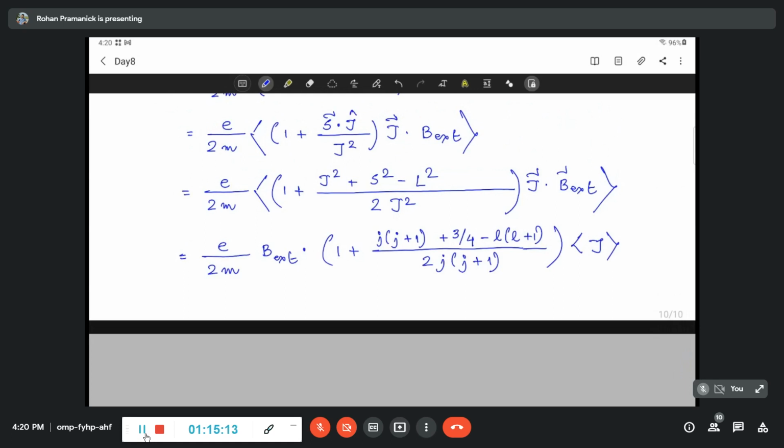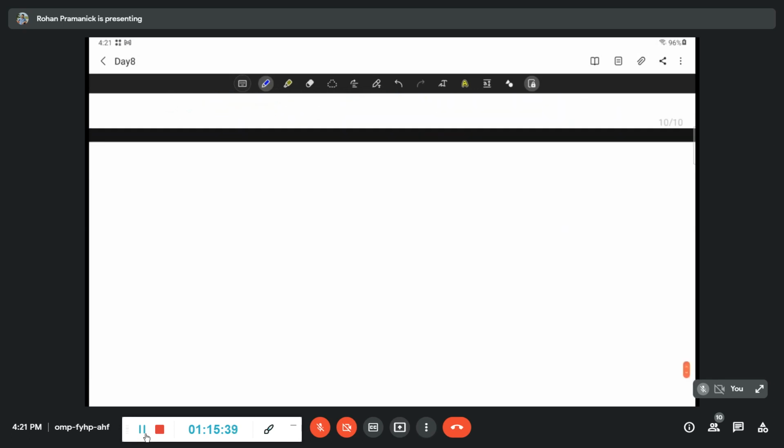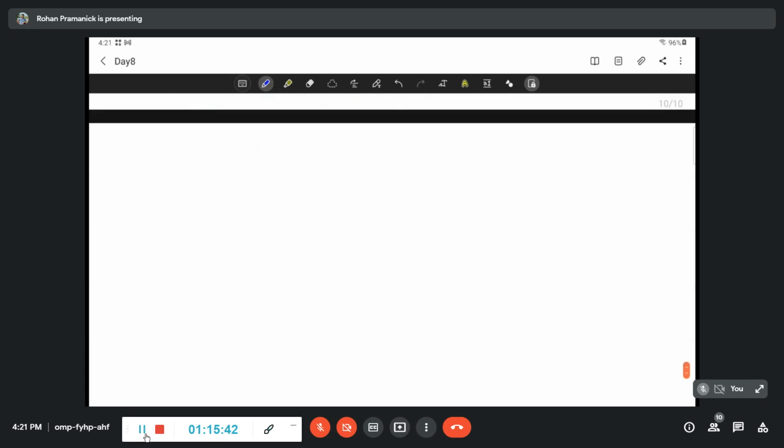The fraction will become 1, and 1 plus 1 will become 2, and you will get a factor of 2. That's why there is a relativistic correction for the electron, and the Landé g-factor for the electron is 2. But for the proton, this g-factor is not so simple because the proton is a composite object. And then let's say we want to find out what is our energy correction.